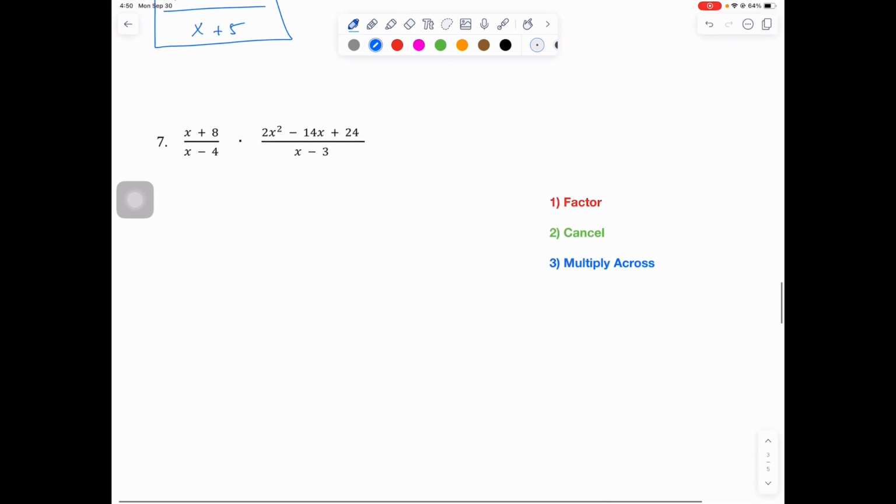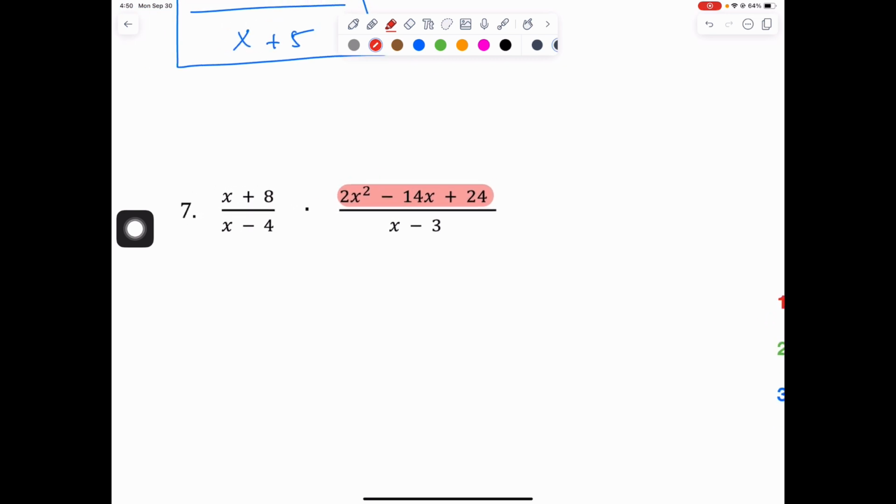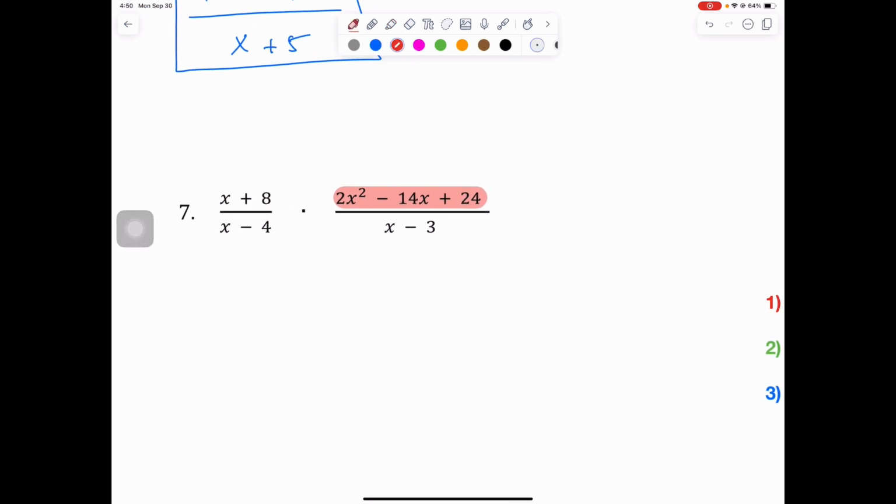All right, moving forward to number 7. We're going to factor. We will have to do it in 2 steps here for our quadratic, cancel, multiply across. So let's go ahead and just show that representation here. So our 2x squared minus 14x plus 24, let me zoom in tight.